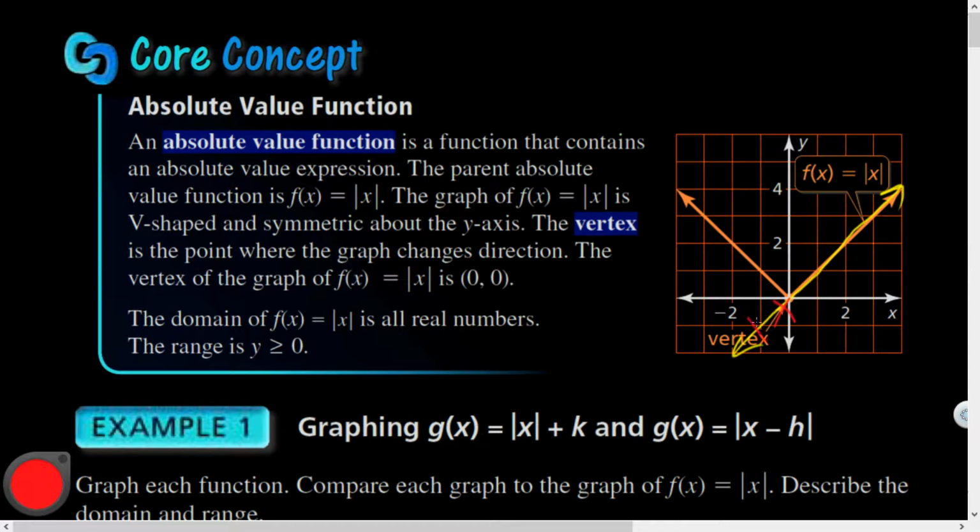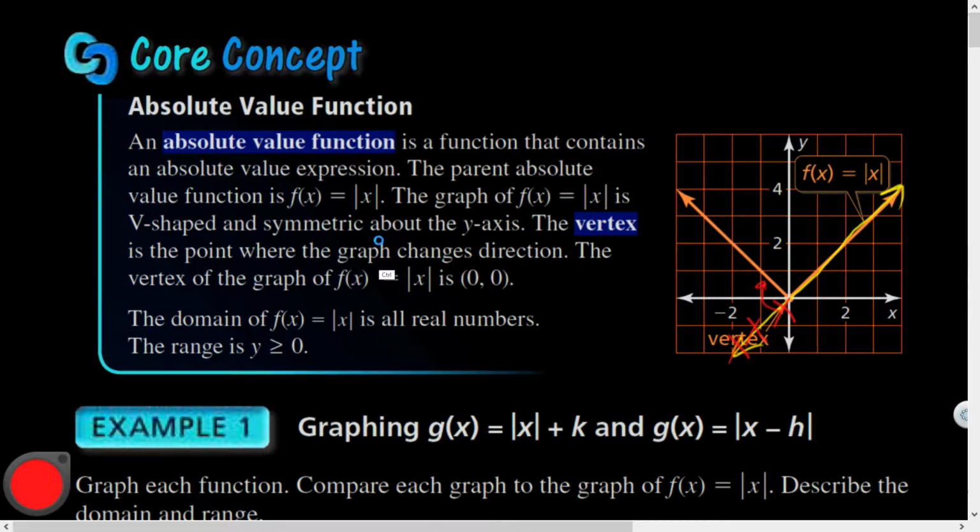I can't be negative. And it ignores all of these points and then teleports them to be positive versions of themselves, right? And as a result, the absolute value graph ends up having this V in it, which I think is great because there's like a V in absolute value. Yes. And so that's what it looks like. It's symmetric about the y-axis.